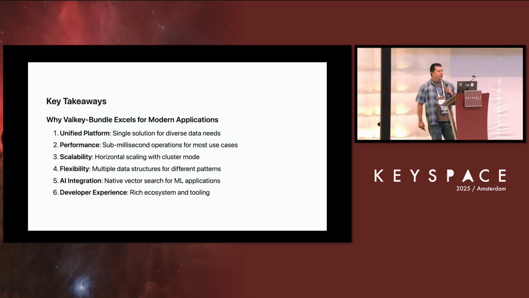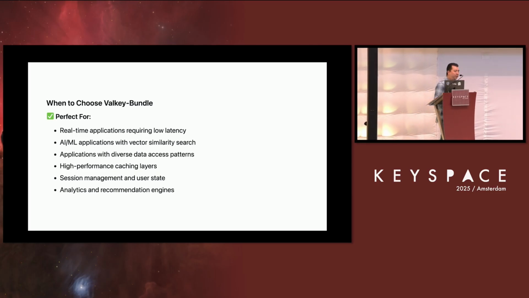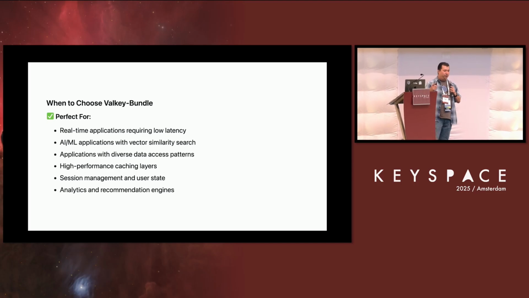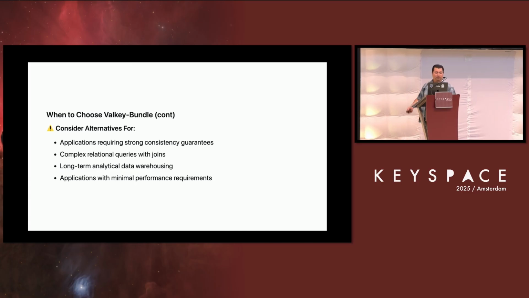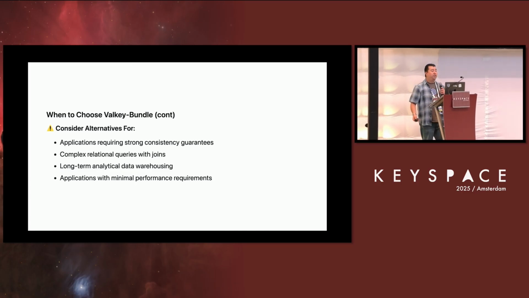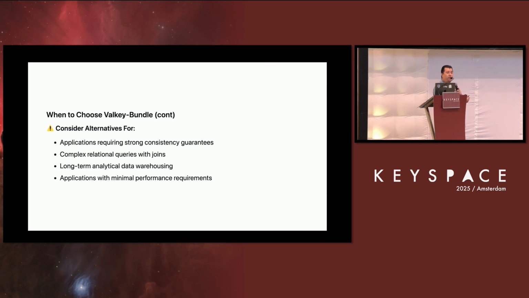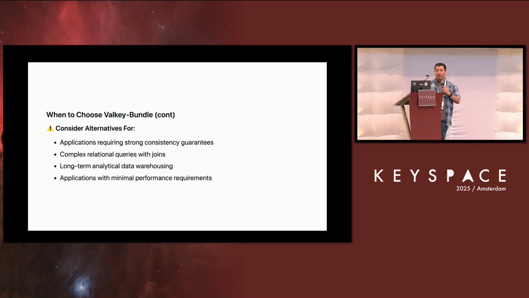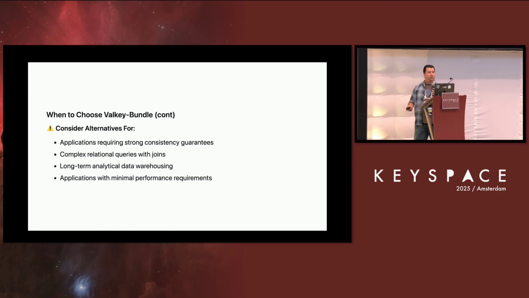Yeah, key takeaways. It's built for real-time applications, right? It's not meant for everything. The idea is that you want to use Valkey whenever you have performance, cost, or latency issues, or you want to increase reliability. What is it not good for? Strong consistency guarantees and complex queries, right? We saw the kind of searches that we can perform. We can do hybrid, but we cannot do full text search, for example. And we don't have long-term analytical data warehousing kind of use cases.